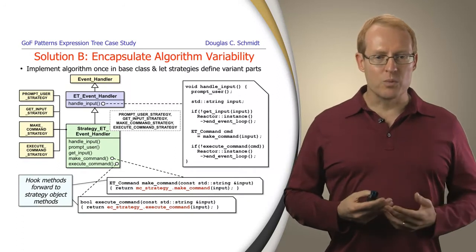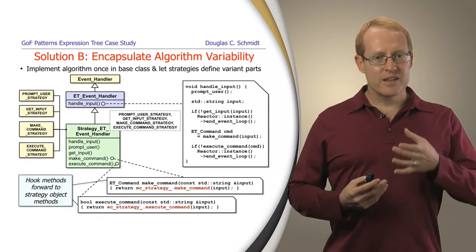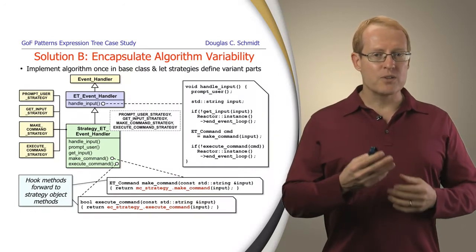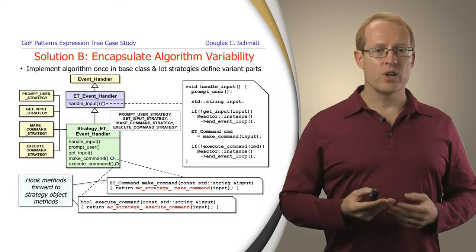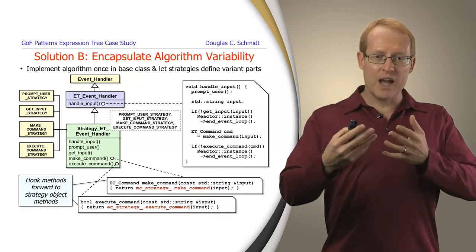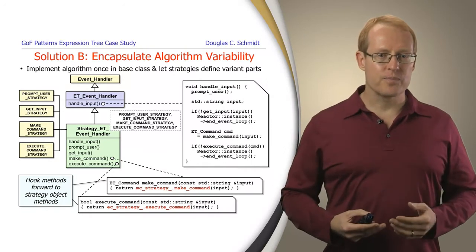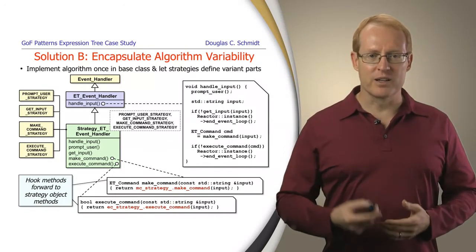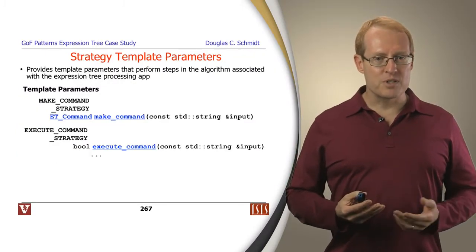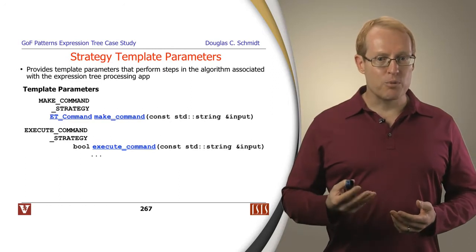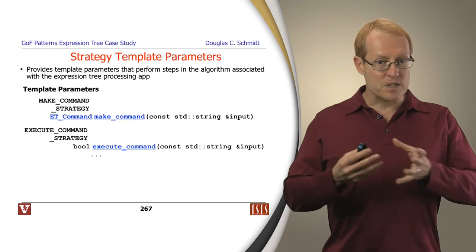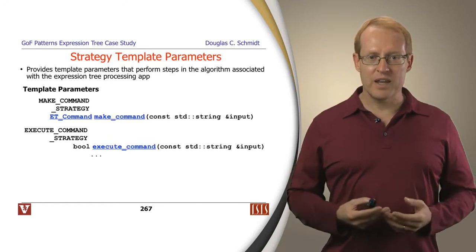So what we'll do here is we'll plug in these different strategies, and then the hook methods that we define as part of the template method will simply turn around and forward to the appropriate strategies that were plugged in when the object was created through the constructor. We'll show you some examples if that seems a little bit abstract to make it more concrete. So here's an example of some of the strategy template parameters that we're going to use in order to be able to customize and modify different steps in the overall template method algorithm.